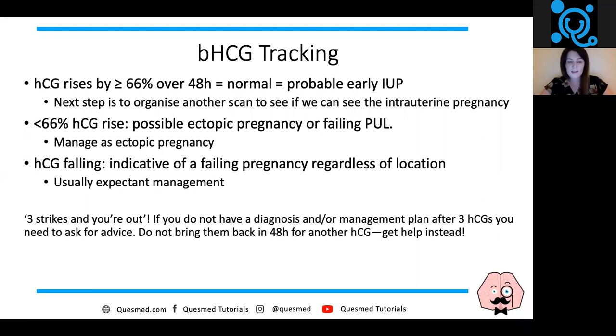If it rises, but not quite as much as 66%, we call this a suboptimal rise. And this indicates that it might be an ectopic pregnancy or failing pregnancy of unknown location, and we manage this as an ectopic pregnancy. If the HCG is falling, like I said, this usually indicates a failing pregnancy that's possibly going to result in miscarriage. We normally go by a three strikes and you're out approach. If you don't have a diagnosis and a management plan after two or three HCGs, you need to seek senior advice.